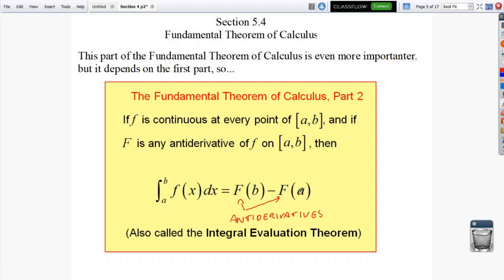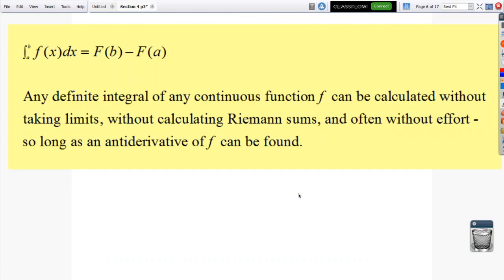It is also called the integral evaluation theorem because it is how we evaluate definite integrals. The direct result of the Fundamental Theorem of Calculus Part 2 is that any definite integral of any continuous function f can be calculated without taking limits, without calculating Riemann sums, and often without effort, so long as an antiderivative of f can be found.